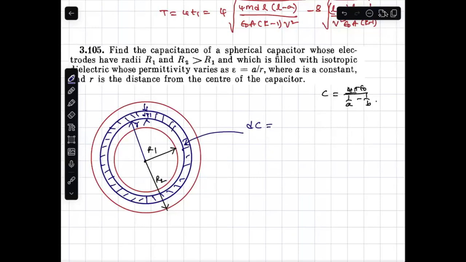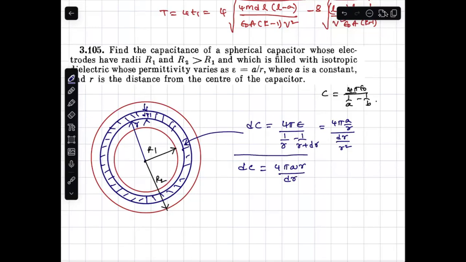Now only this capacity, can you please help me in writing this? Only that part's capacity. 4 pi. Is it epsilon naught or epsilon? You should write epsilon at that point. Epsilon, 1 by r minus 1 by r plus dr. You will get this as 4 pi A by r, dr by nearly r square. r plus dr into r is nearly r square. So finally dC is equal to 4 pi A r by dr.